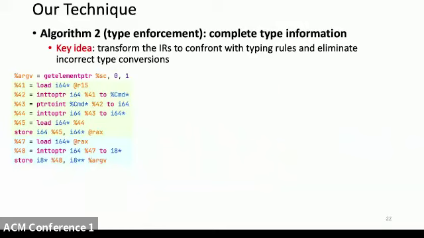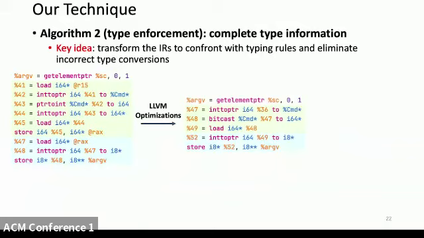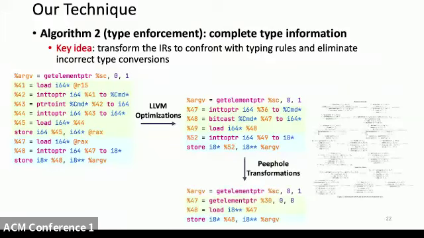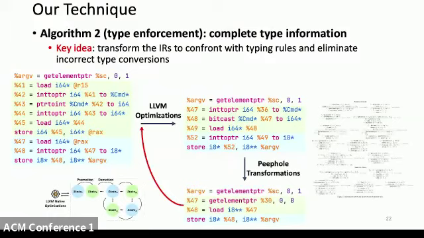More specifically, our algorithm first leverages code optimizations to remove redundant operations in the code and make relations between values more explicit. Second, it leverages a set of peephole transformation rules defined by us to eliminate type conversions and assign correct value types. Our algorithm also iterates between these two kinds of transformations to find a fixed point that can minimize the type conversions inside the IR code.